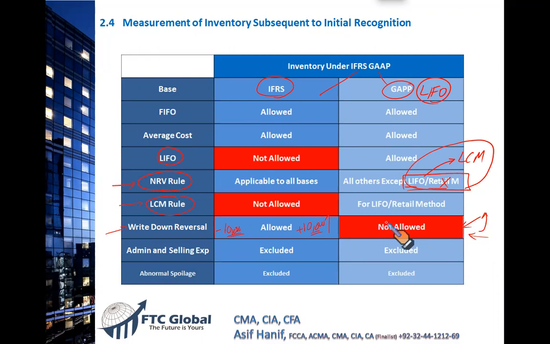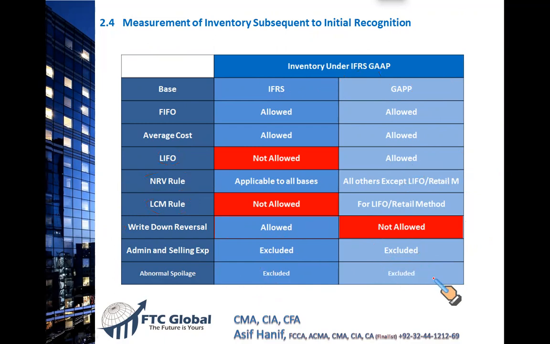Admin and selling expenses, clearly they are not production cost, hence they are not included as a part of inventory under IFRS and also under the US GAAP. Similarly, abnormal spoilage, the loss that is not expected to occur in normal operations, is not made a part of product, hence it is excluded both under the IFRS and US GAAP.